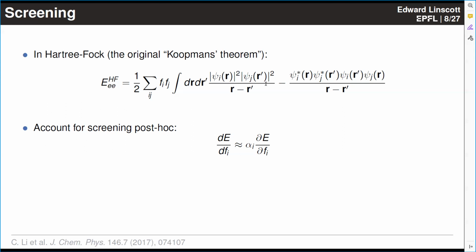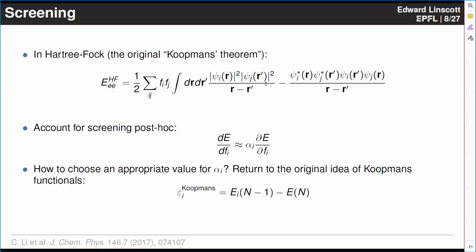And this accounts for this orbital relaxation or screening. Now, of course, this begs the question, how on earth do you work out what this alpha parameter is? It's all very well for me to write it like this, but now all I've done is lump what I don't know how to calculate into this alpha term. And so the trick here is that we choose a value of alpha by returning to this original idea behind Koopmans functionals, in that we want to have these orbital energies correspond exactly to total energy differences.